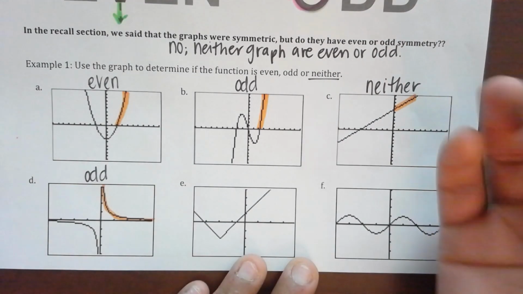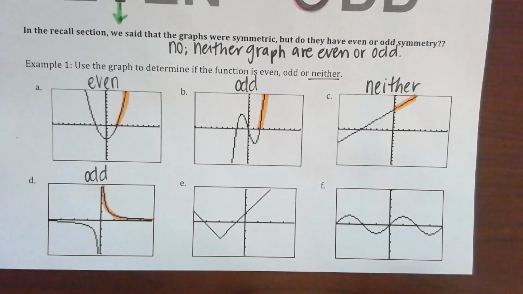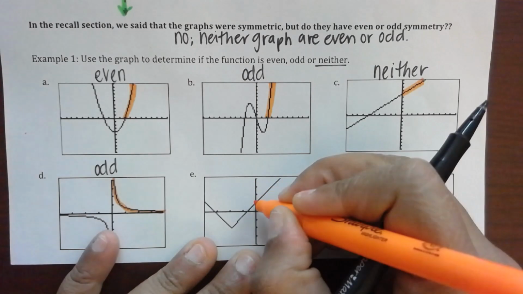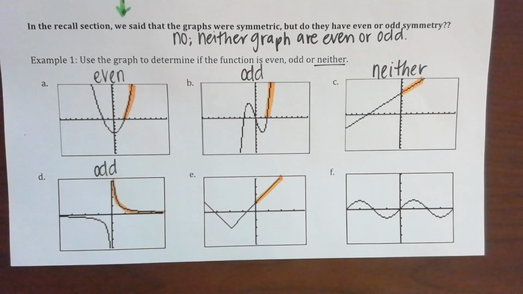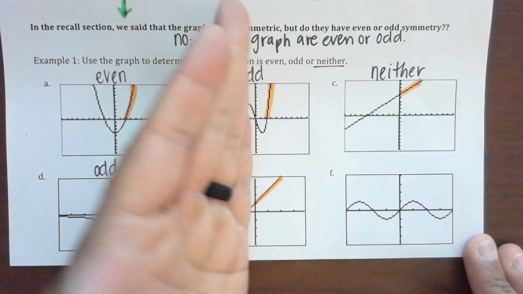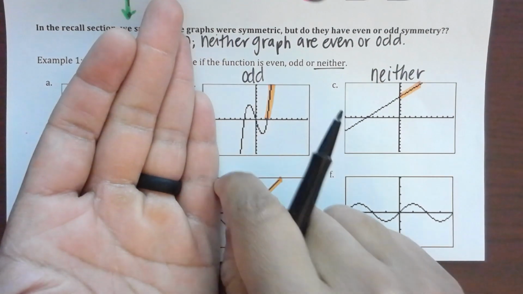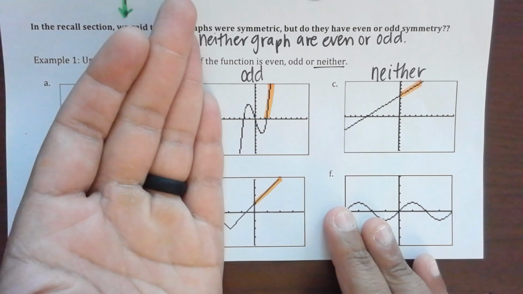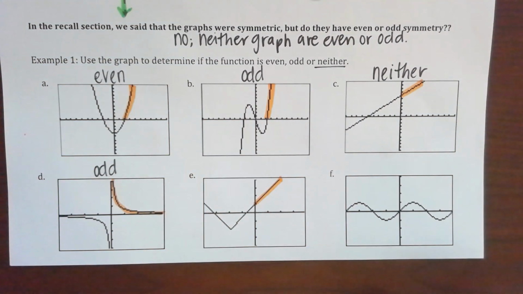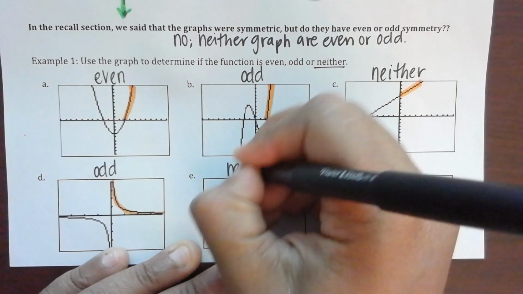I mean, he took the compliment. Looking at E, focusing on that one piece. If I were to flip it over the y-axis, is it reflected on this side? So it can't be even. Does it cross through the origin? So can it be odd? So it must be neither. Thank you.